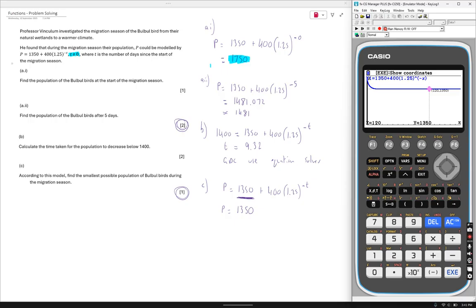For all the other questions, remember 3 significant figures unless it says otherwise, or in the case of part A2, the population has to be a discrete variable because you can't have 0.072 of a bird.